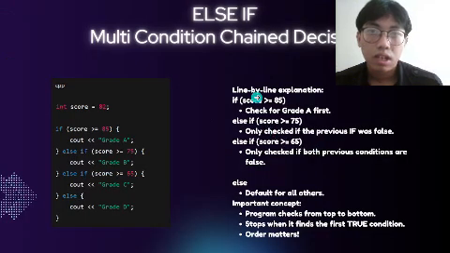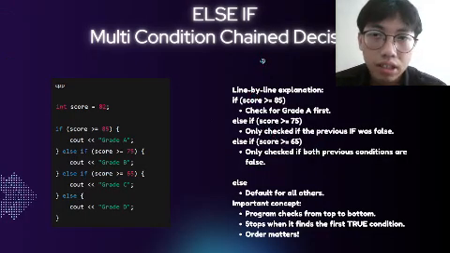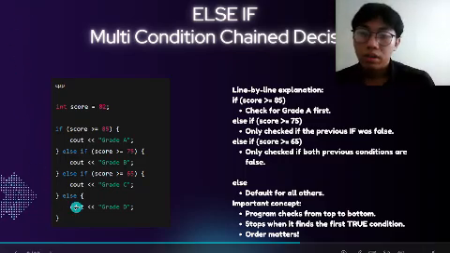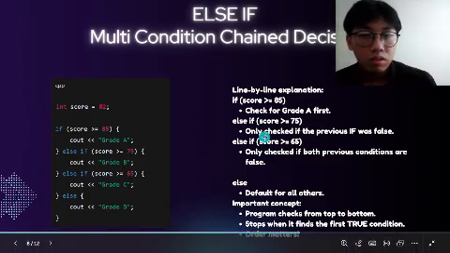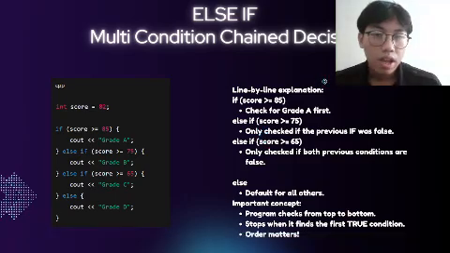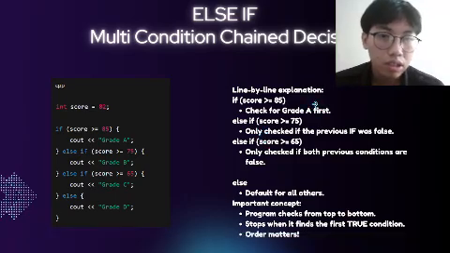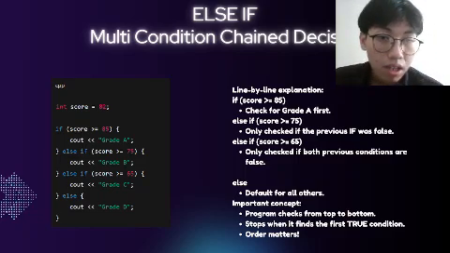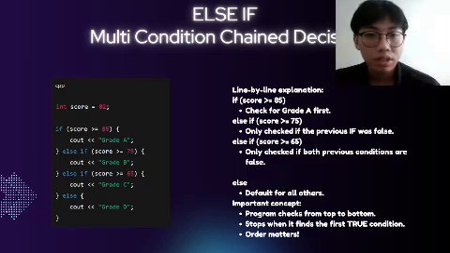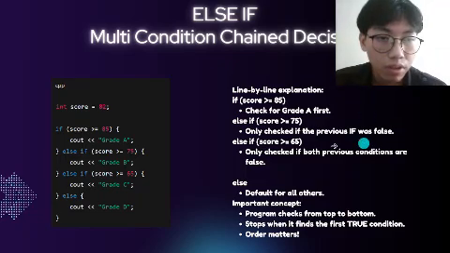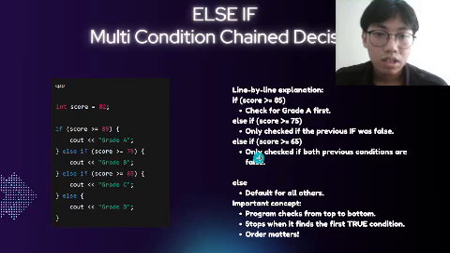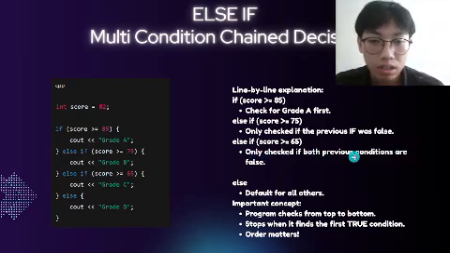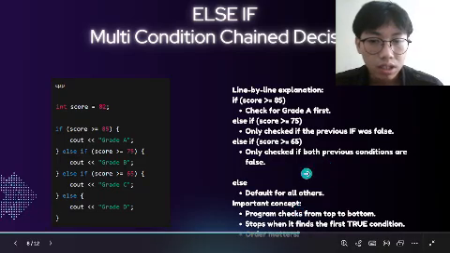And then we're going to talk about else if, a multi-condition chain decision. You can take a look at the example code here, and then we're going to explain the code line by line. If score is more than or equal to 85, check for grade A first. Else if score is more than or equal to 75, only check if the previous if was false. Else if score is more than or equal to 65, only check if both previous conditions are false. Else is the default for all others.